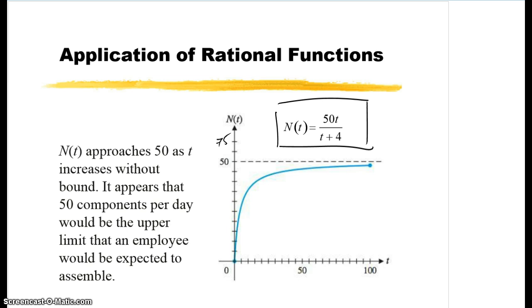So it appears that 50 components per day would be the upper limit that an employee would be expected to assemble. He just wouldn't be able to get above 50. That's the top, the most that the employee could do.